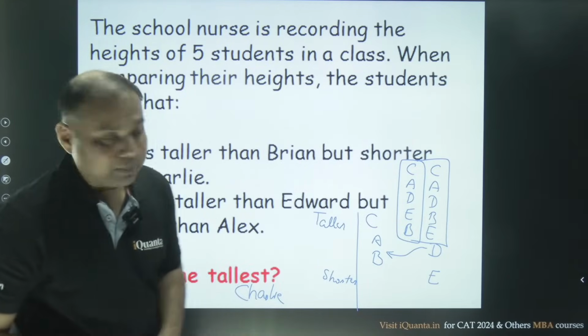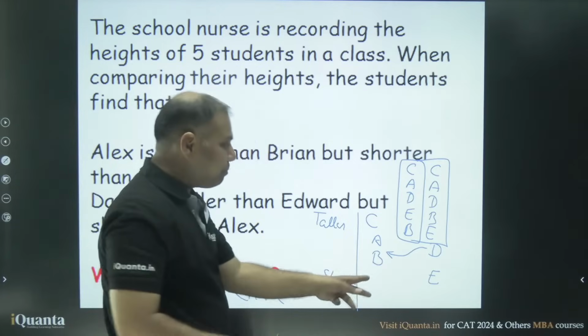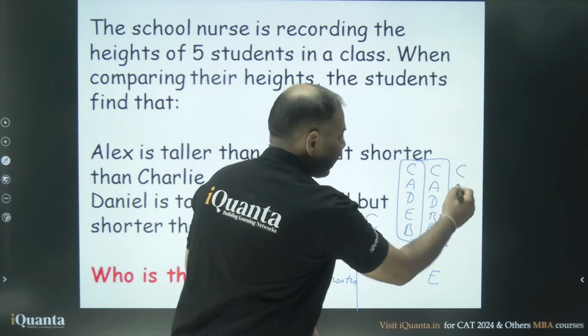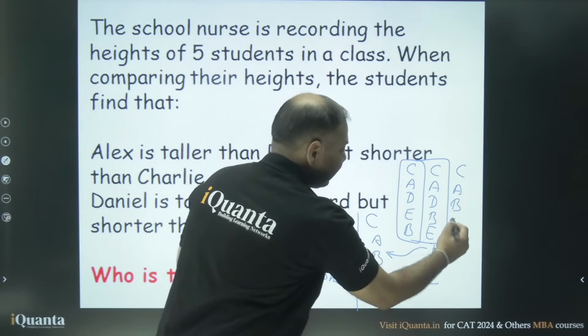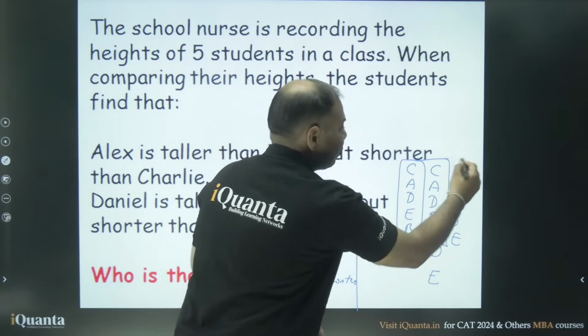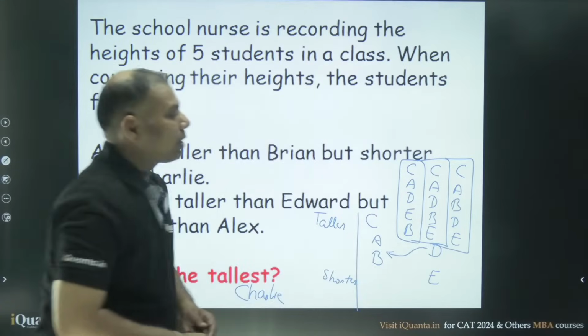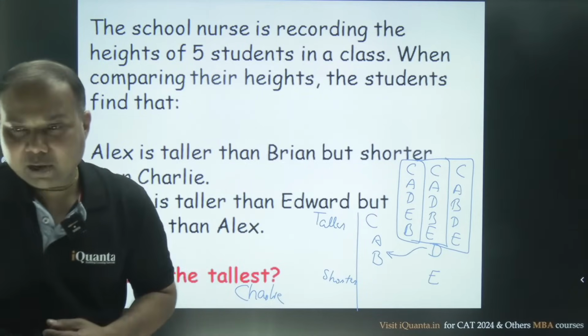So D, B, E is also a possible order, isn't it? And there is one more possible order, where D and E both come below B. That is C, A, B, D, E. So these are the three possible orders of the heights of these 5 persons.